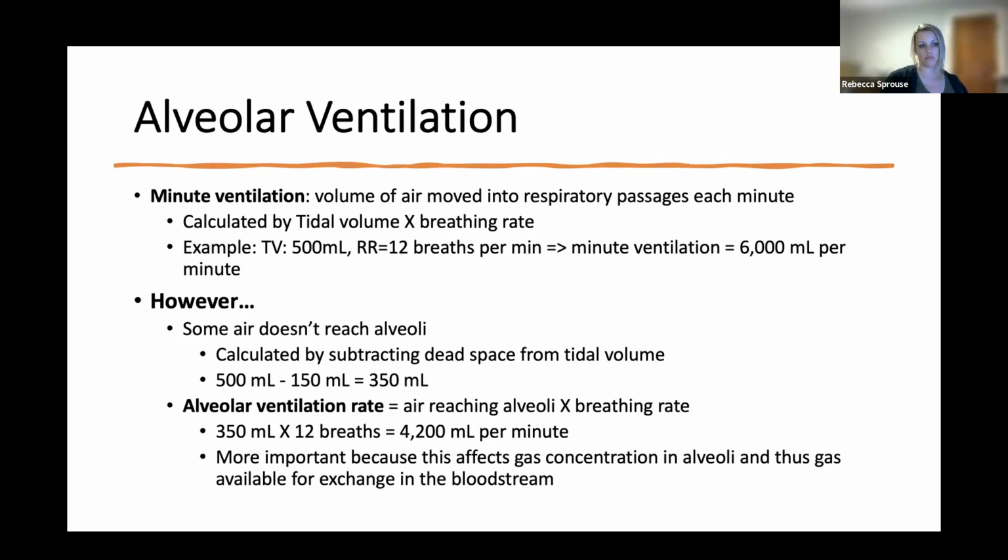And so if we take that 350 times 12, our alveoli are actually functionally using 4,200 mils of that 6,000 per minute. And this is the more important calculation because this affects the gas concentration. How much oxygen is our body gaining, and how much carbon dioxide are we exhaling, and how much gas is available in our bloodstream at any given time. That's more importantly having to do with alveolar ventilation rate.